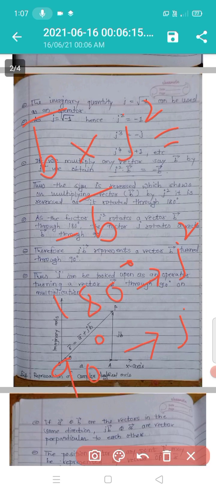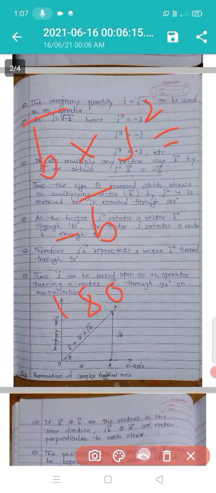Therefore, j b bar represents a vector b bar turned through 90 degrees. Thus, j can be looked upon as an operator turning a vector b bar through 90 degrees on multiplication. Understood? The j operator, their values, and j square: when we multiply j square with a vector b bar, it rotates through 180 degrees. Hence, j rotates a vector b bar through 90 degrees. Okay.